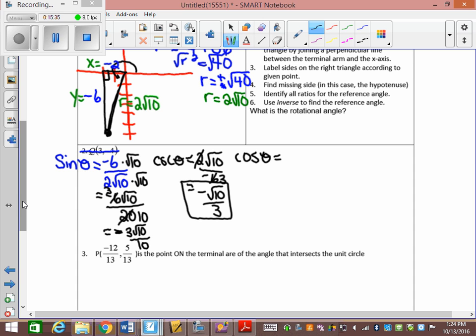And secant, I'm going to do r, which is 2 root 10, over x, which is negative 2. These reduce. And it's going to be root 10 over negative 1, which they'll never write it that way. They'll bring the negative up and write it as negative root 10.